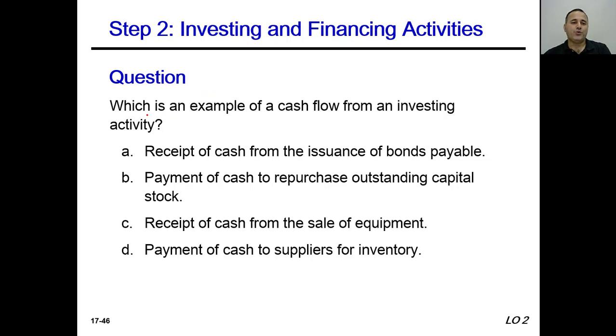Now, question for you: which is an example of a cash flow from an investing activity? Okay, and the answer is this one: receipt of cash from the sale of equipment. Okay, and as I said, cash flows from investing activities relate to the asset side of the balance sheet, but the long-term assets. So only this option satisfies this condition.